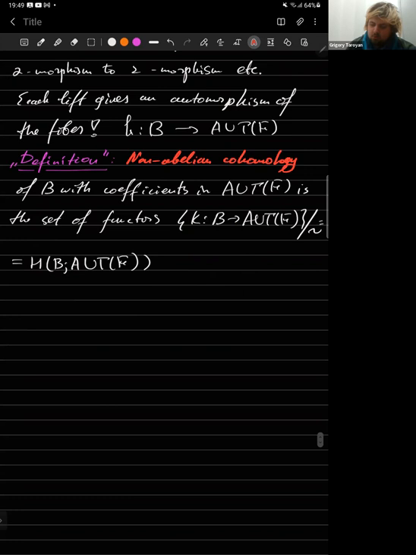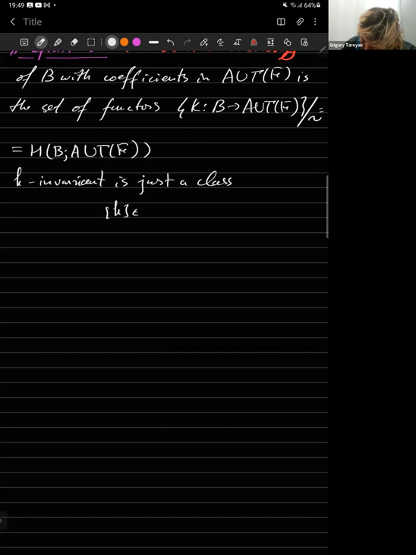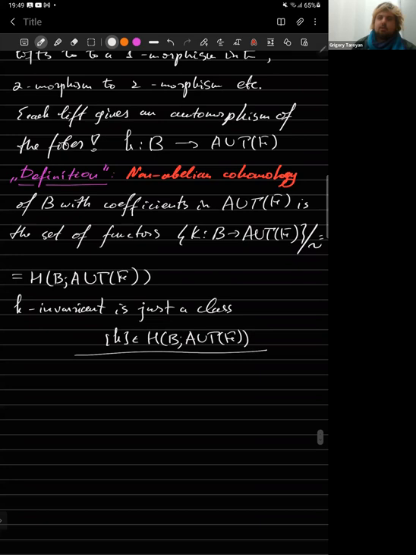Okay, so now K invariant is just a class in this. Sorry, I think I should write it here. So that's the meaning of K invariants. They're just classes of, this is not exactly K. This is the meaning of this invariance of fibrations. So we have an element in this cohomology thing, which classifies the specific fibration via this map from B to Aut F, which gives us the fibration. Okay.